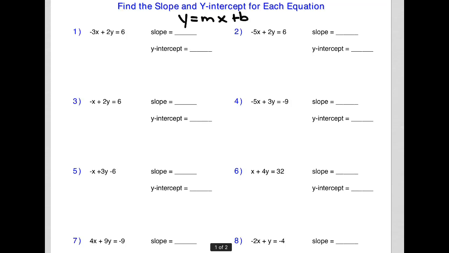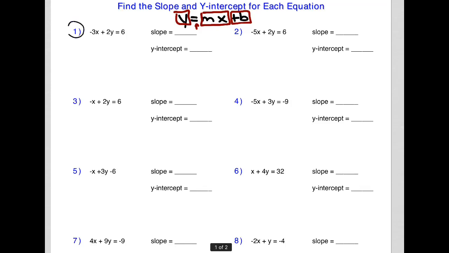structure of this equation. So first, recognize that y is by itself on one side of the equal sign, and then the mx term is right after the equal sign, and then the y-intercept is at the very end. So it's kind of like three parts, but that equal sign is very important, that the y is on the left or on one side of it, and then everything else is on the other.